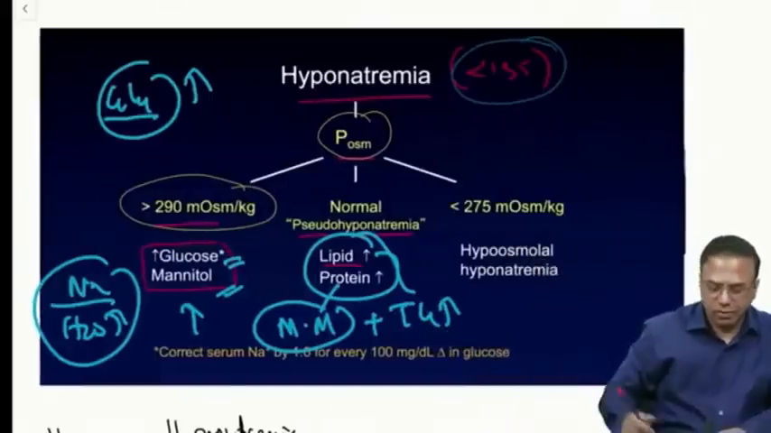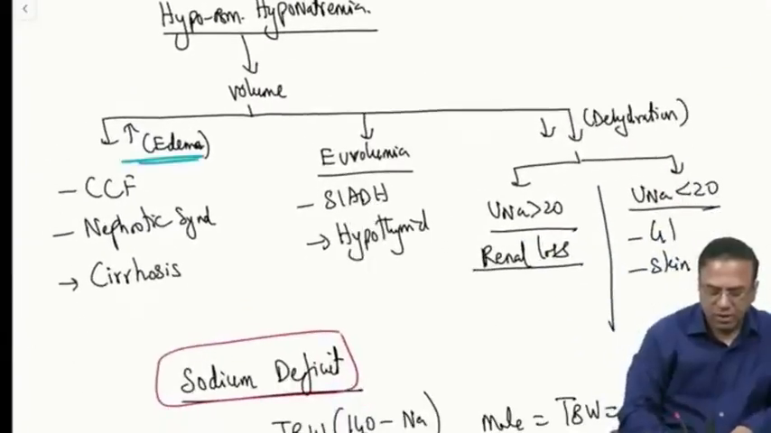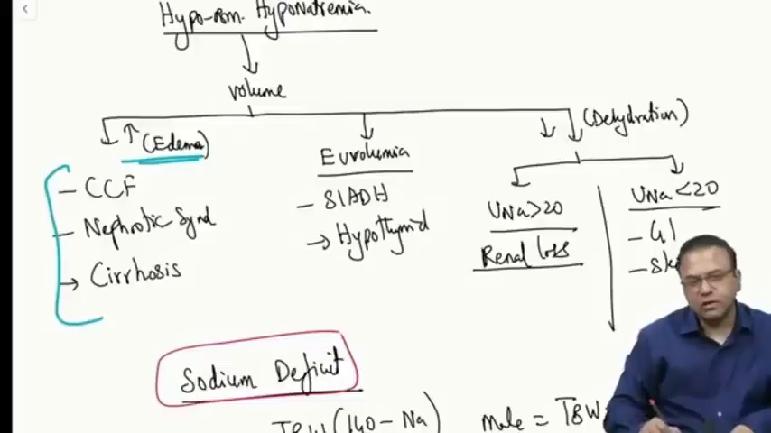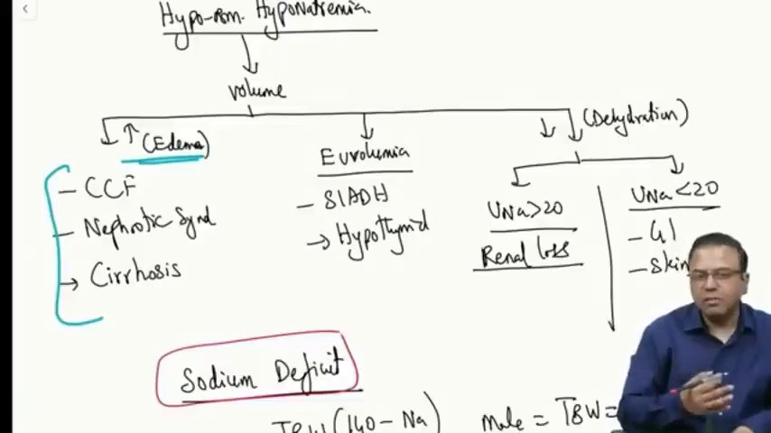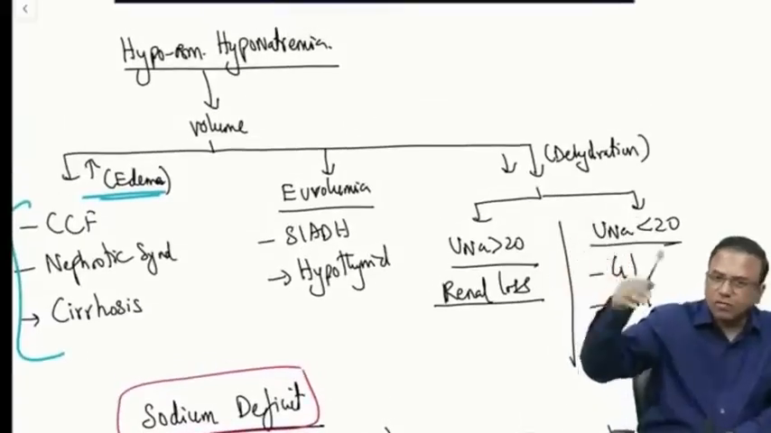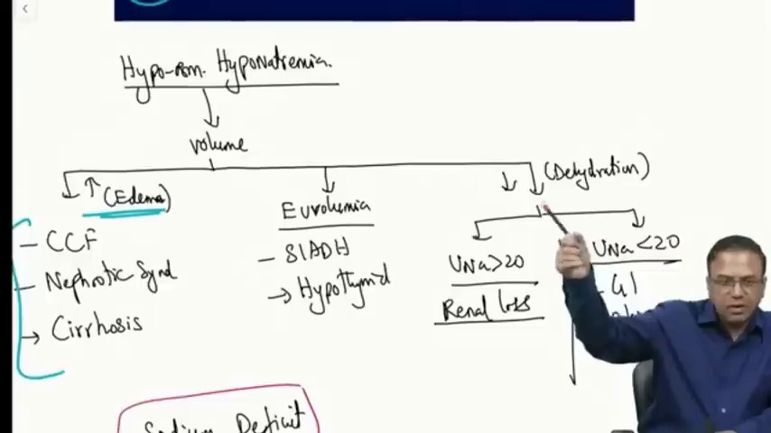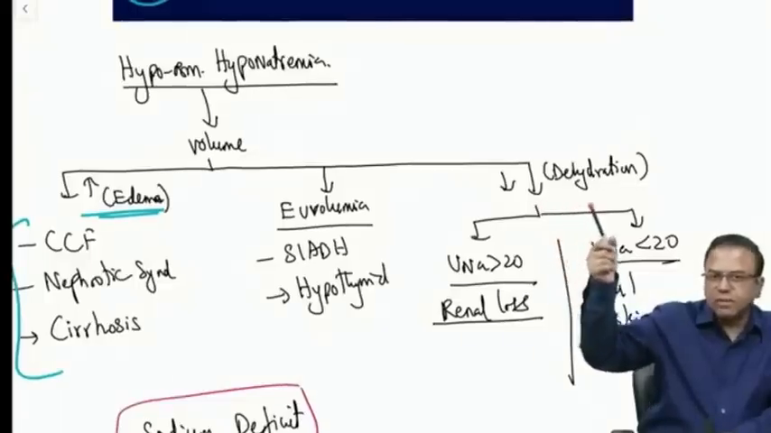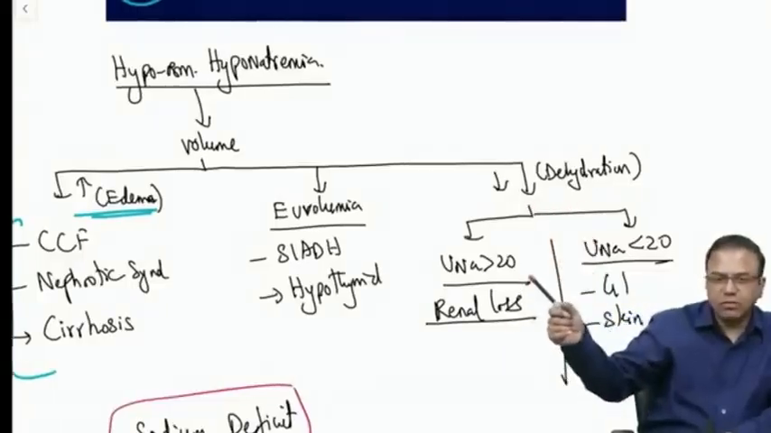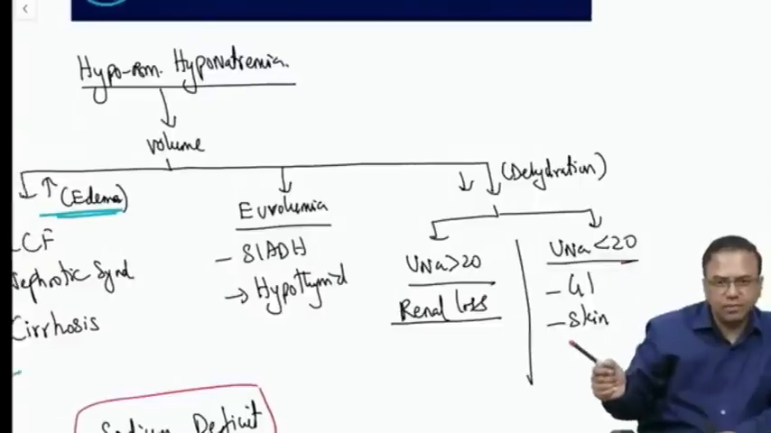Hypoosmotic is true hyponatremia. Now, when you have a hypoosmotic hyponatremia and the patient has edema, then you're looking at these conditions. Okay, this is all edema. This retention of water dilutes the sodium. If the patient is dehydrated, he's losing sodium and water out of the body, but he's losing more sodium than water. That's why he's hyponatremic. But where is he losing the sodium and water? He may be losing it in the kidney if the urine sodium is more than 20. If the urine sodium is less than 20, he may be losing from the gut or skin.